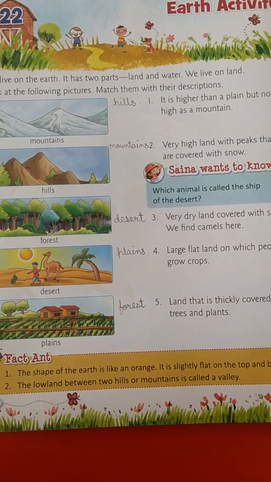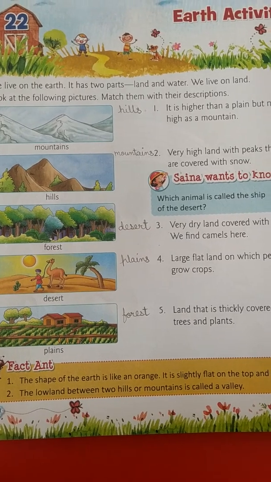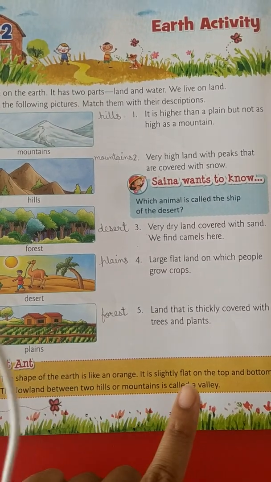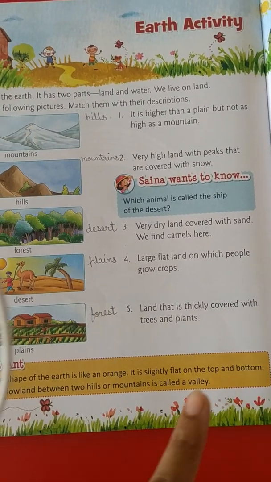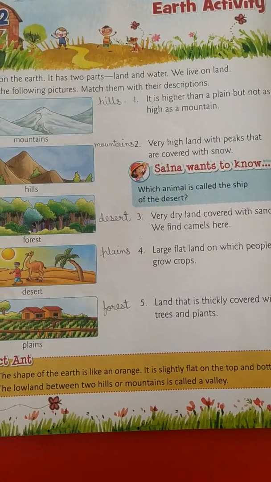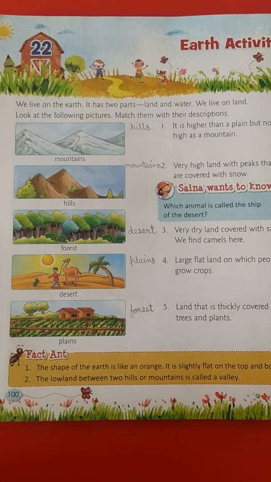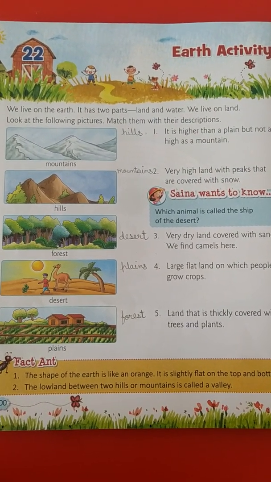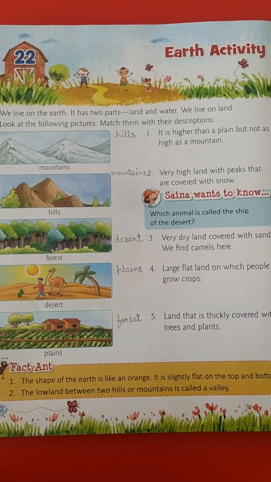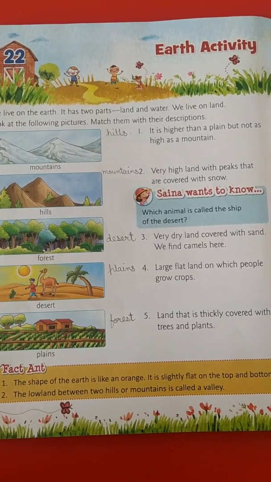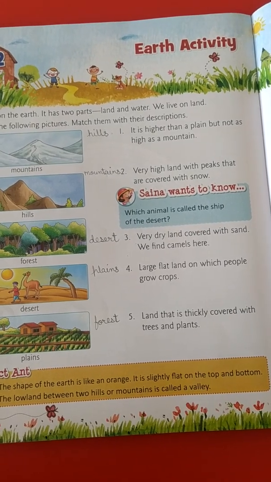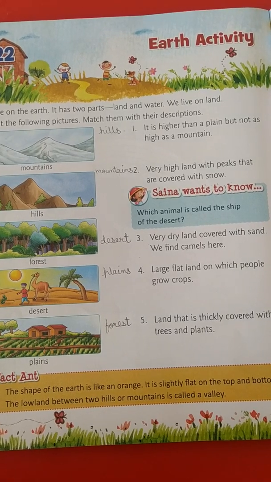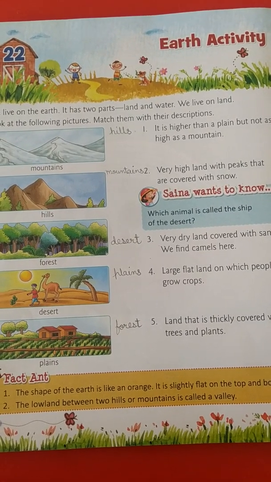Coming back to the fact, the shape of the earth is like an orange. It is slightly flat on top and bottom. You would have always read that the shape of the earth is like a ball, but that is a wrong statement. It is a myth. Myth means wrong statement. See, the shape of the earth is like an orange. It is not like a ball. The earth is very slightly flat from the top and the bottom. This needs to be taken care of. It is wrong to say that the shape of the earth is like a ball.